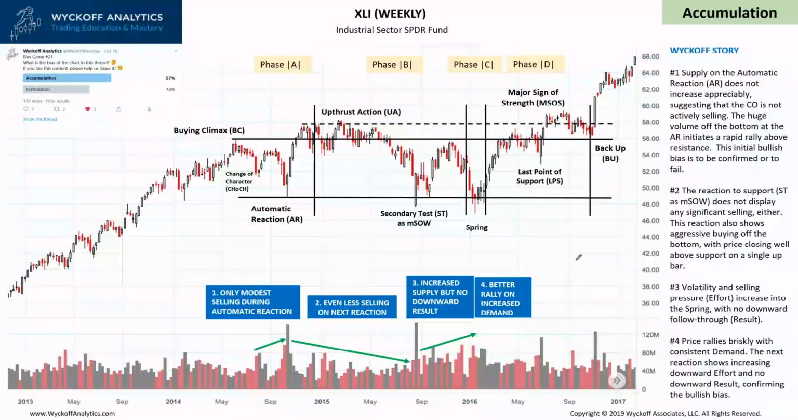Question here. I thought the buying climax usually was accompanied by an increase in volume, or is a buying climax wherever price holds its up move and moves into a trading range? It's actually both, Simon.